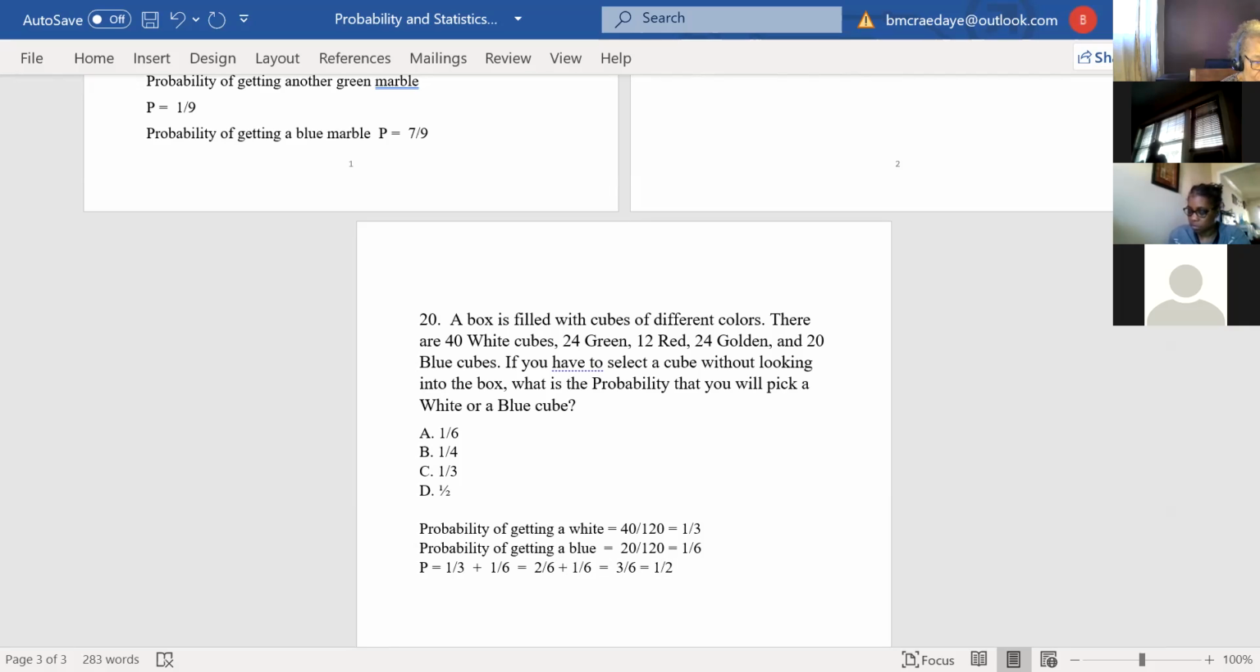So what's our answer? D. Well, D is 1/2. So for white or blue, you find the probability of getting a white, similar to the one we just did before, and you find the probability of getting a blue and sum those probabilities up. And that gives you the probability to get a white or a blue. Questions on 20?